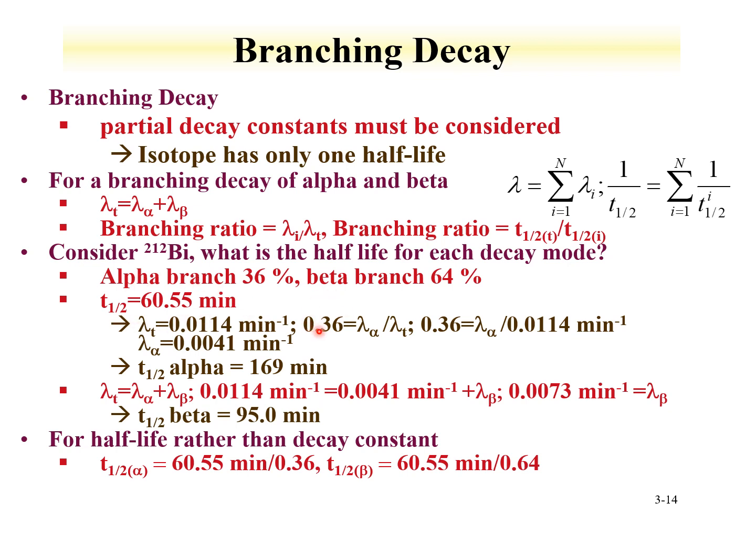We see that the branching ratio for the alpha, 0.36, is equal to the alpha decay constant divided by the total decay constant. Let's solve for the alpha decay constant. As shown here, we get a decay constant of 0.0041 inverse minutes. Log 2 divided by the half-life is equal to the decay constant. We use that to calculate the alpha decay half-life, which is about 170 minutes. We do the same thing for the beta decay, and we see that its value is about 95 minutes.